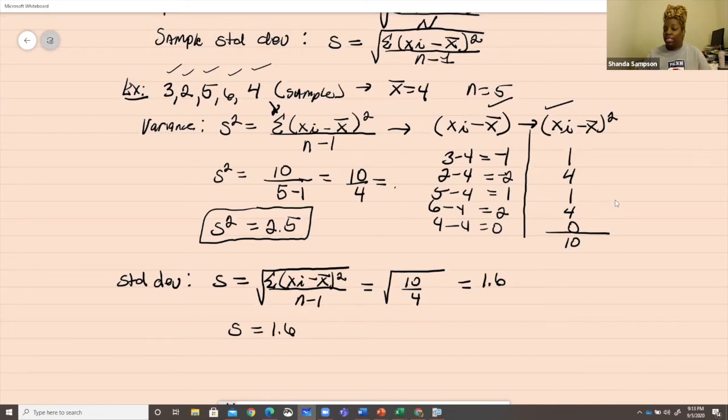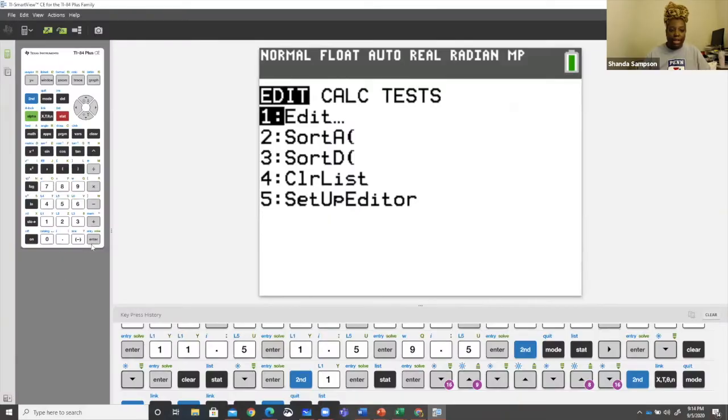So let's do this in the calculator real quick. Well, it won't be quick. We'll walk through this example with our calculator, since we already did it by hand, and see that we get the same answer. Stat, and edit, right? Go into our list.